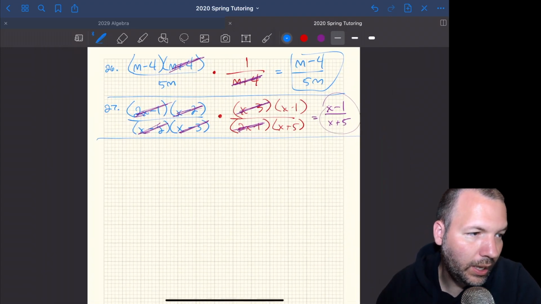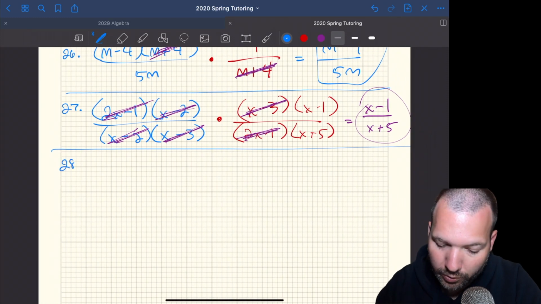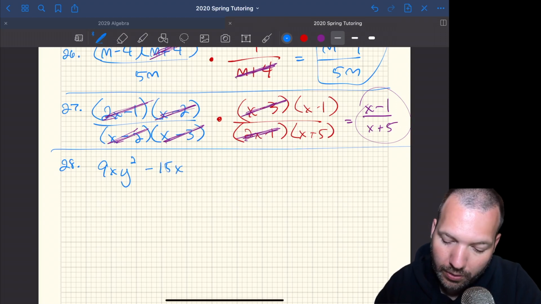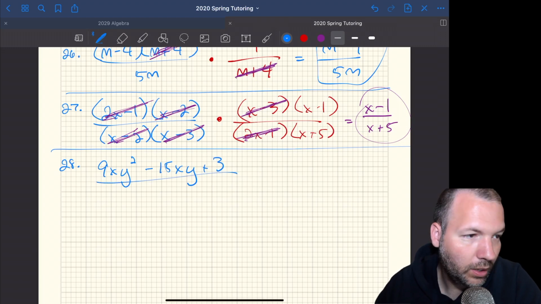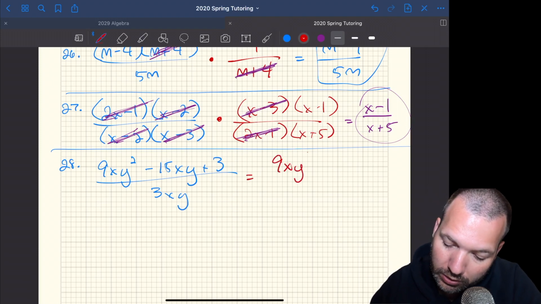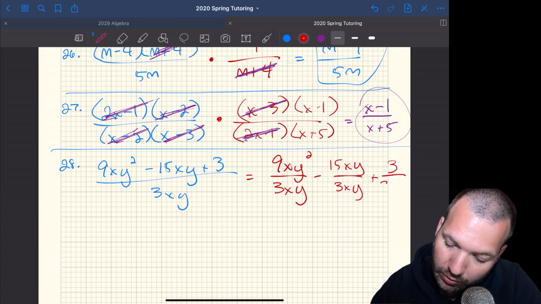Number 28. All right, this is the first one where we definitely want to do 11-5 style strategies. 9xy squared minus 15xy plus 3, and the whole thing is divided by the monomial 3xy. So what they want us to do here is rewrite this in 3 separate terms. Minus 15xy over 3xy plus 3 over 3xy.